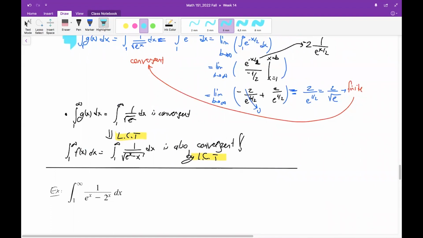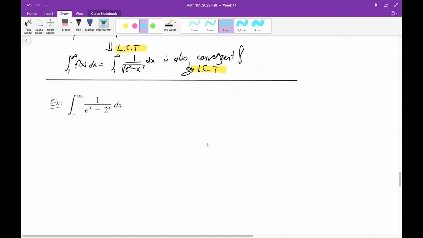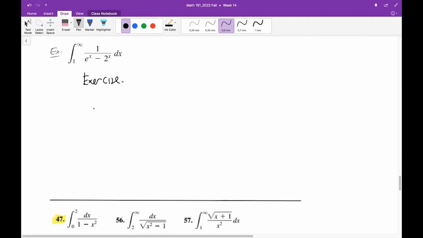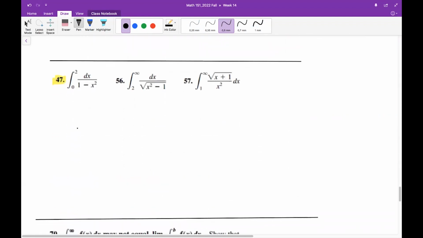Okay, so let's move on. I think I can leave this as an exercise for you. Very similar one. So let's move on with this one, for example. Okay. So let me see what we can do for this. The question is to determine whether it is convergent or divergent.